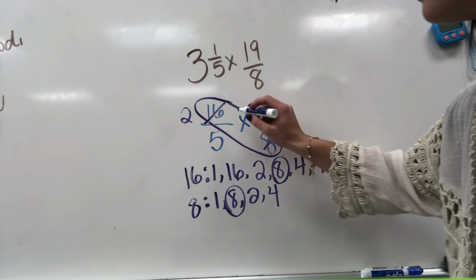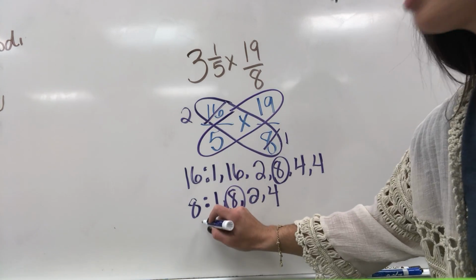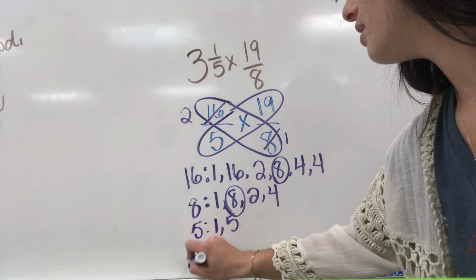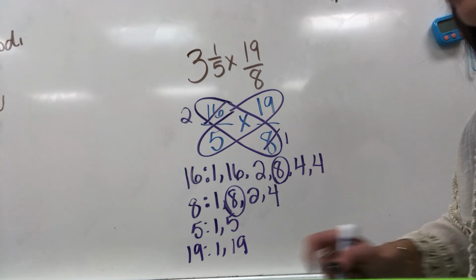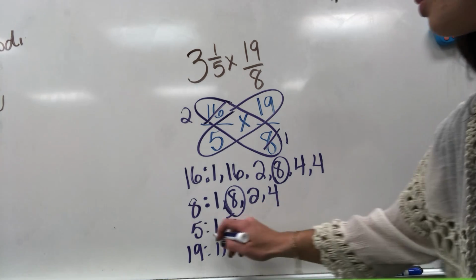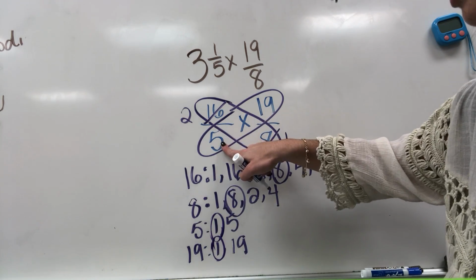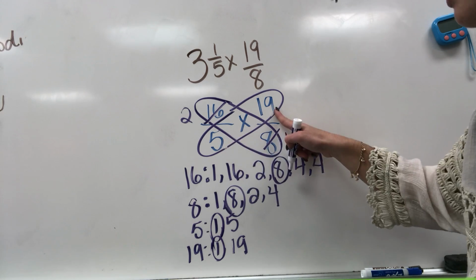Now I'm going to see if I have any common factors between 5 and 19. So I'm going to do the same thing. 1 and 5, and 19, 1 and 19. Now I do have the common factor of 1. However, whenever my greatest common factor is 1, this stays the same because 5 divided by 1 is 5, 19 divided by 1 is 19. So those don't change their value.